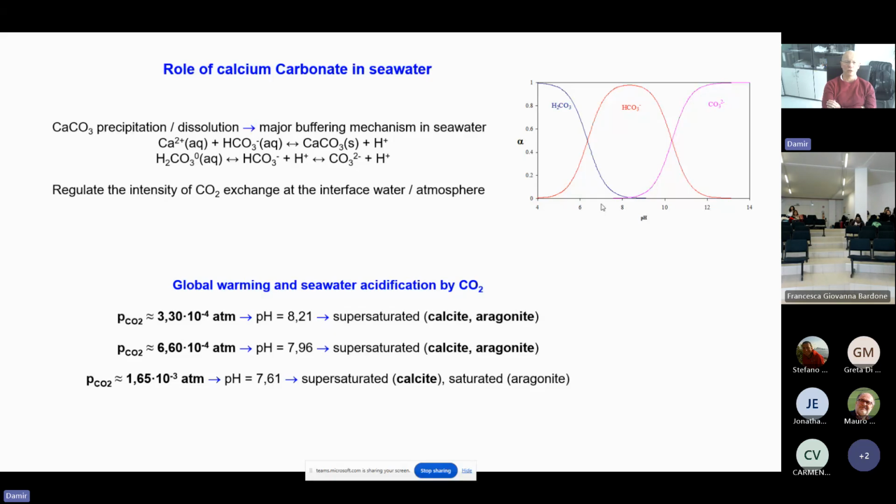An additional increase up to 1.65 atmosphere in the partial pressure, and its distribution in the water column, decreases the pH of the solution, which becomes supersaturated only with calcite. So any aragonite that appears there will be in a saturated solution. It will be in equilibrium.